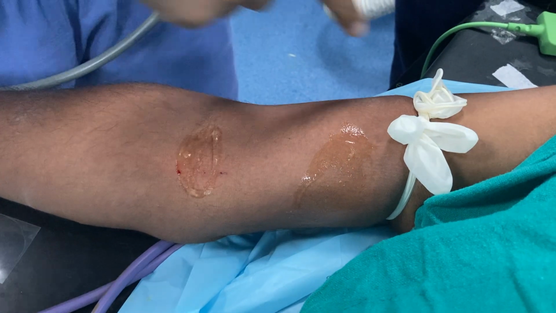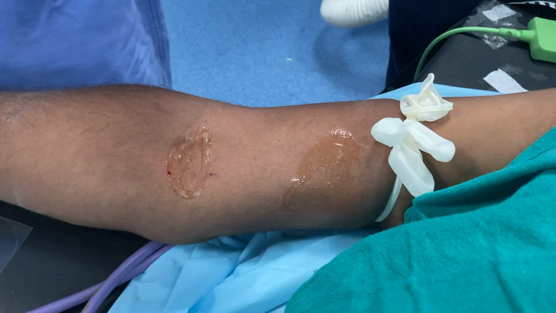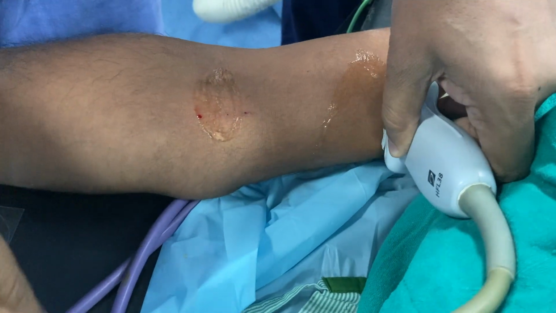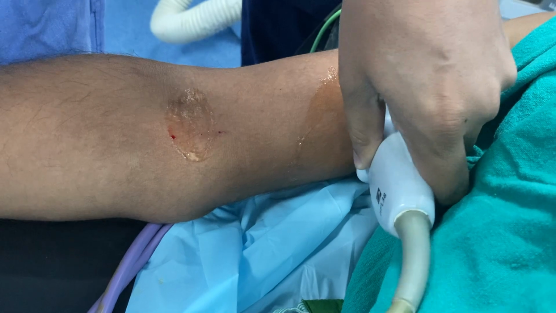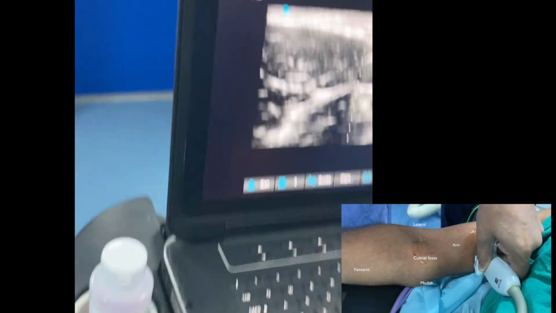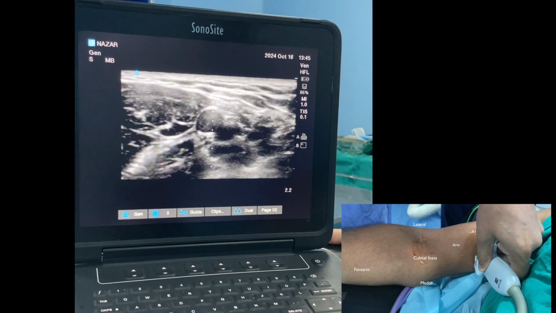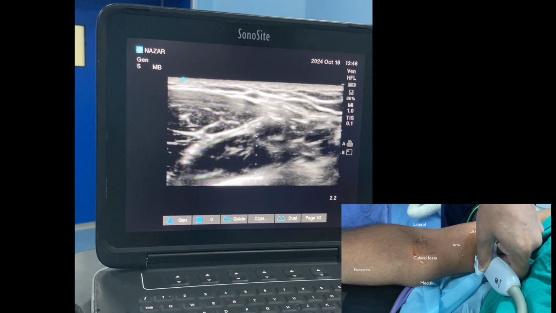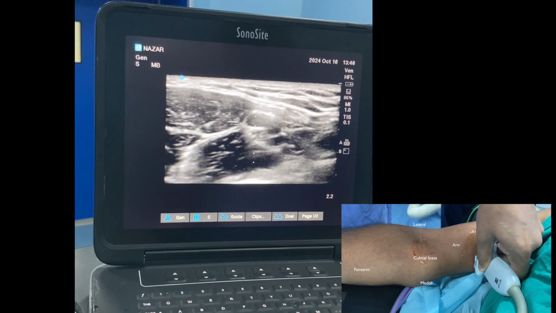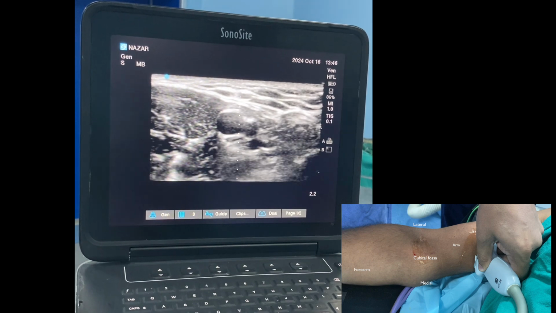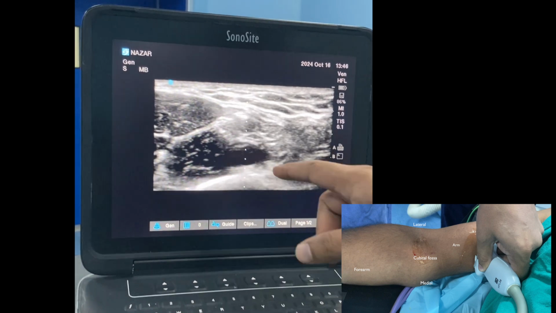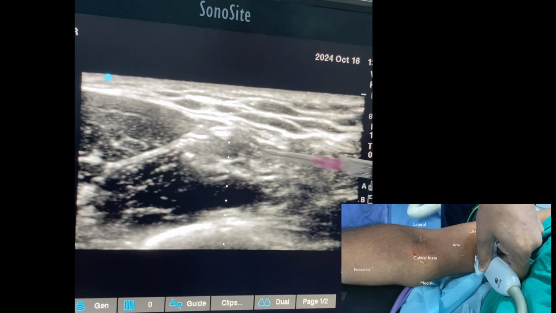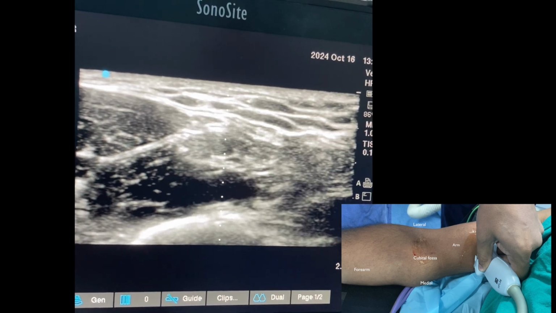Before scanning, we have to apply the tourniquet and then start the scanning from the medial aspect of the arm here. Okay, so what you will see when you place your probe on the medial aspect of the arm, you can see a compressible structure, that is the basilic vein, and just along the basilic vein you can see a pulsatile structure, that is the brachial artery, and this is a very important structure for the IV cannulation.